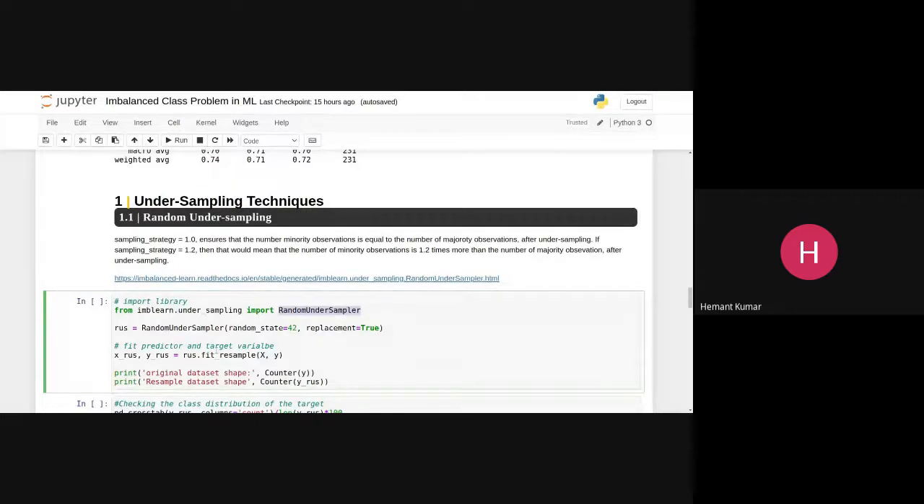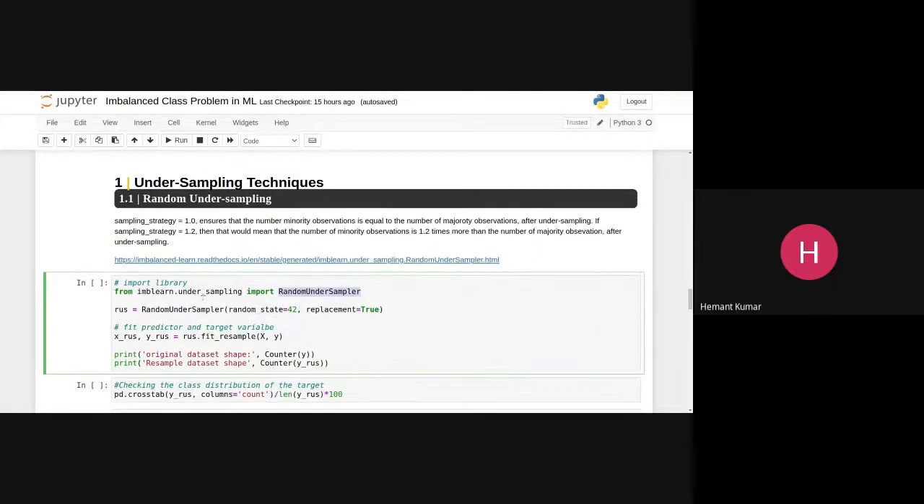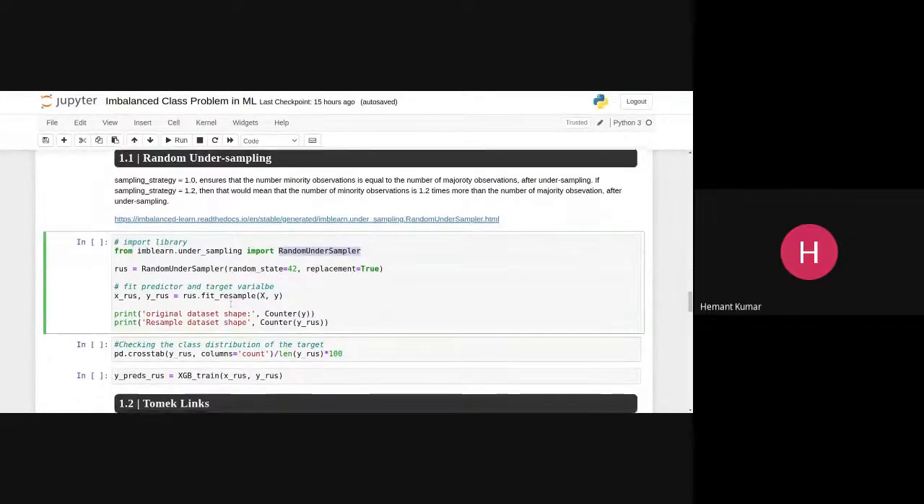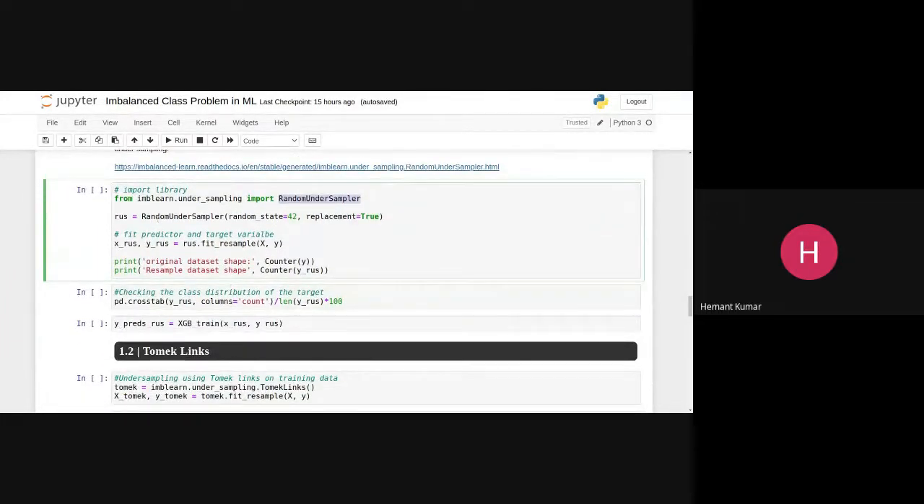The RandomUnderSampler takes a sampling strategy, such as 1 or 1/2. A value of 1 means an equal number of samples per class, so the majority is 50% and the minority is also 50%. A sampling strategy of 1/2 means the majority has more samples than the minority, so it is 60% and the other is 40%. So this is our random undersampler.